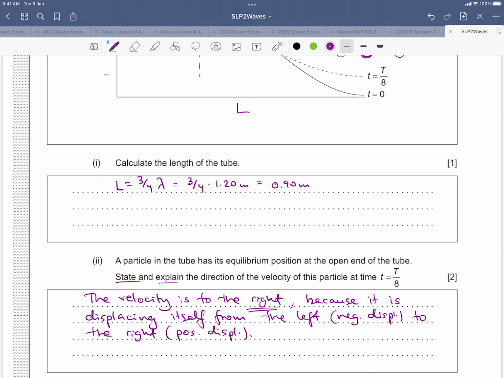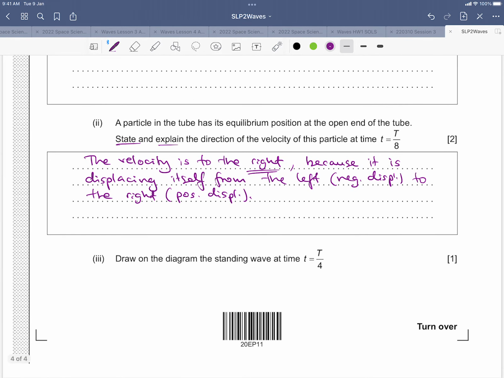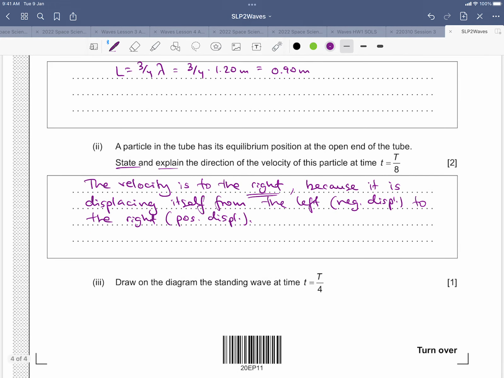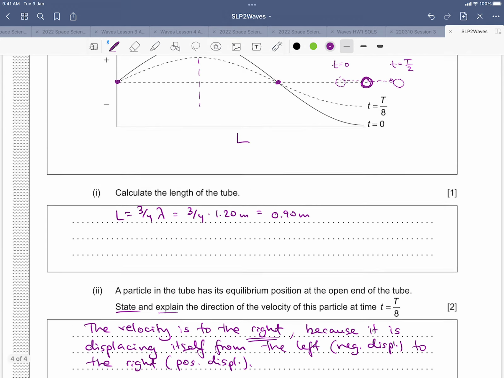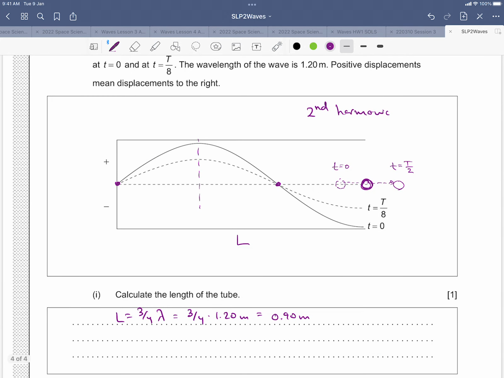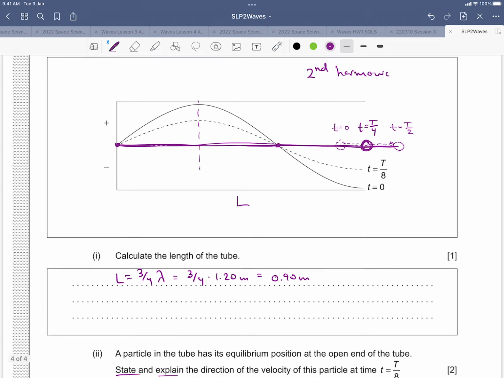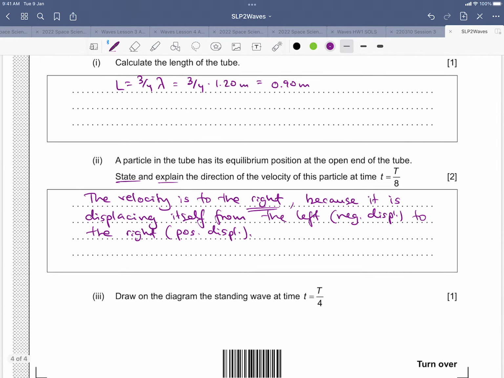Okay, one more. Draw on the diagram the standing wave at time 1/4 of a period. Okay, well, 1/8 of a period, it's going to be there. Now 1/4 is half of a half period, right? It's going to be whizzing past the equilibrium position after 1/4 of a period. And all the points are going to be at equilibrium. So we draw a nice horizontal line there. And that is where all the particles are going to be after 1/4 of a period.